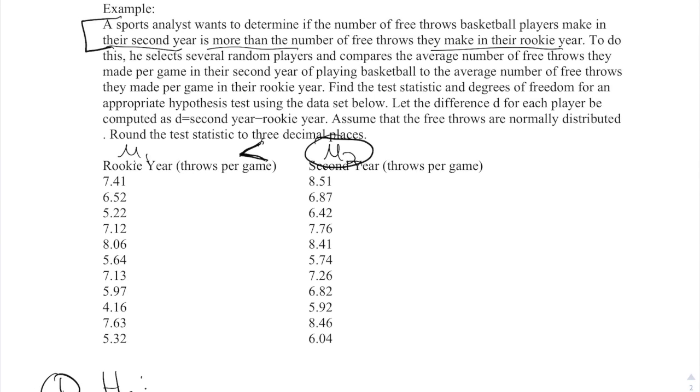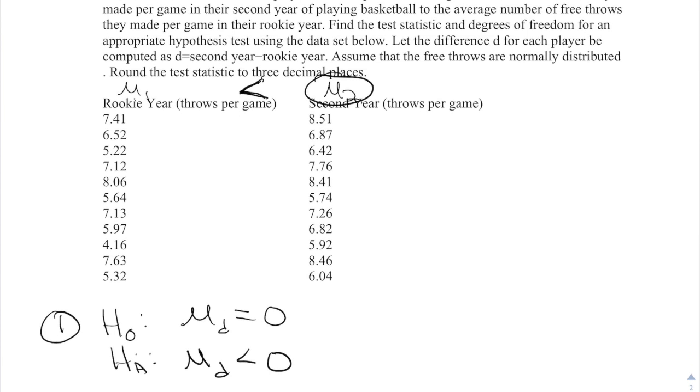So it'd be mu d is less than 0. And then the null is just that it's equal to 0, or sometimes it actually puts greater than or equal to 0. So either one will work here. Either equal to 0 or greater than or equal to 0. Make sense? So that's a little tricky part on setting up the null and alternative.